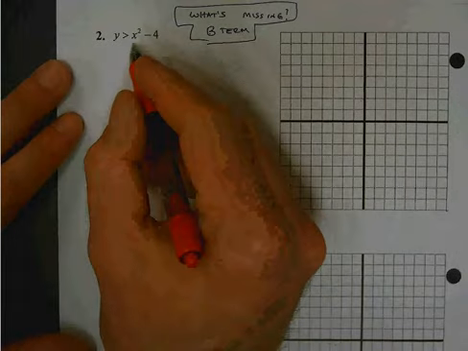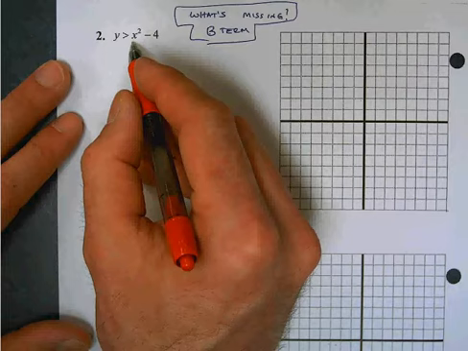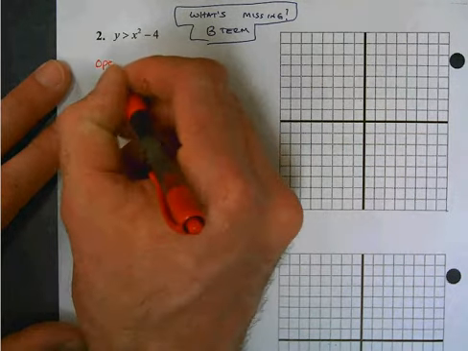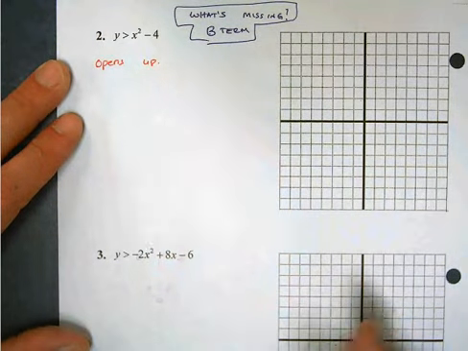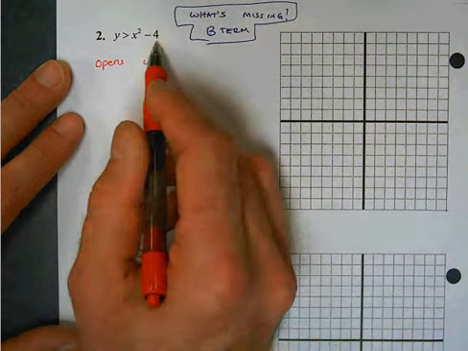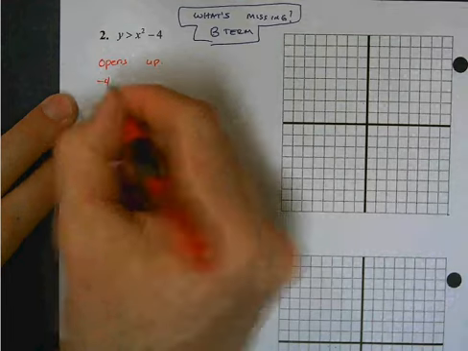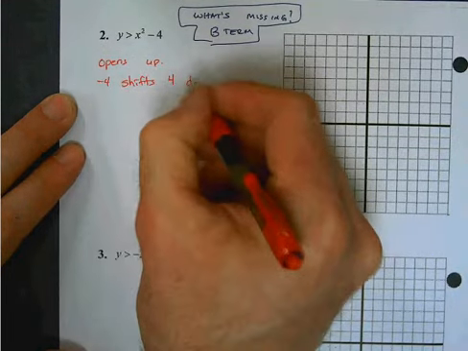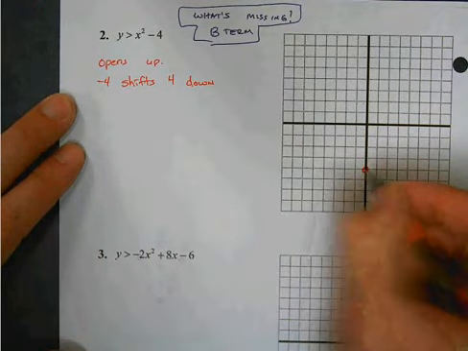First of all, up or down, Haley? Up. Okay, it opens up. See that -4 at the back? Where does that shift the whole thing? Down 4 notches. So the -4 shifts 4 down. So everyone put a dot, 4 down.